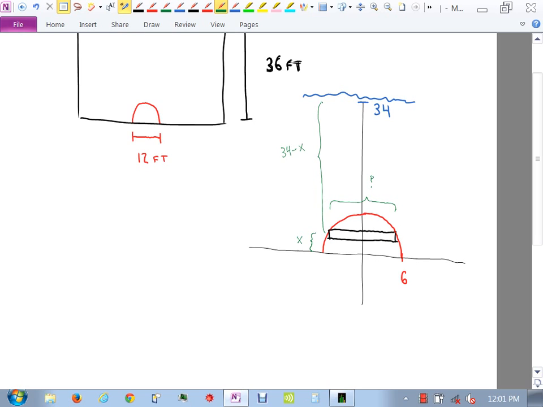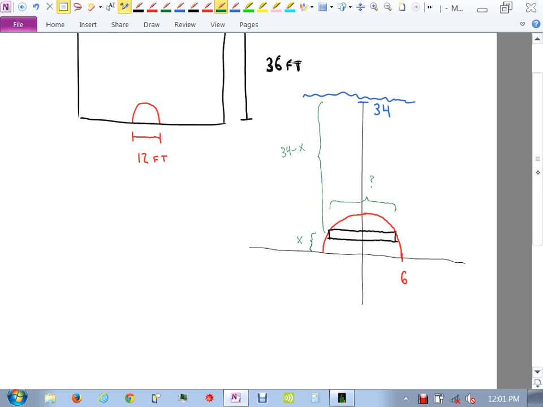When you're at an arbitrary place, how wide is it? You start at the bottom, it's 12, but as you move up, it gets smaller and smaller, right? So as X changes, your width changes. Well, that has something to do with the area of the circle itself, or semicircle.